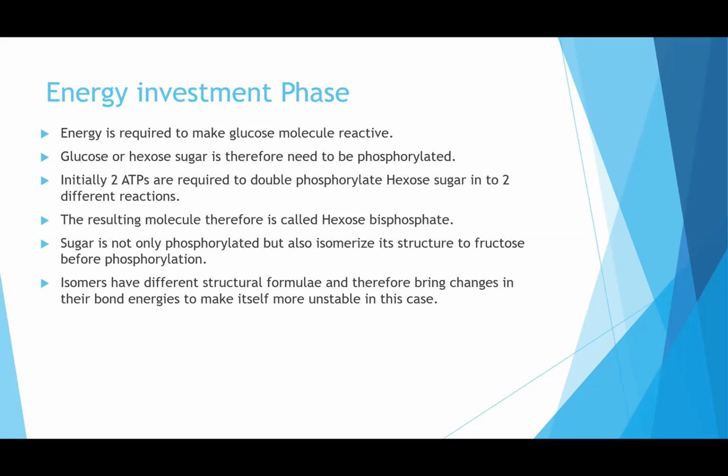Isomers have different structural formulae and therefore bring changes in their bond energies, making the molecule more unstable in this case. Unstable means more reactive. If a molecule is unstable, it is more reactive. It is ready for the reaction. Otherwise, if a molecule is stable, then it doesn't need to bring a reaction. So unstable molecules means more reactive.